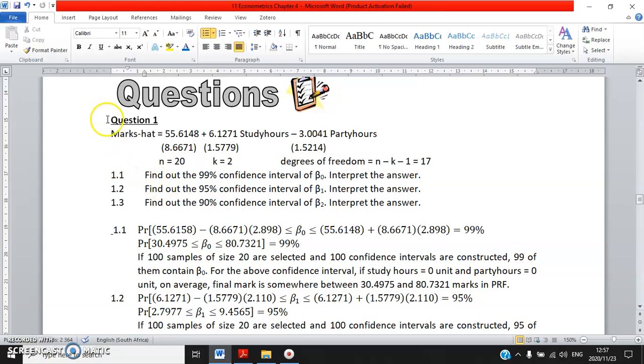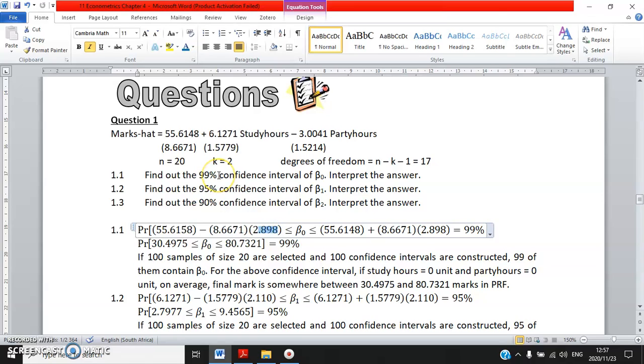So let's look at question 1. Okay, sample size is 20, k is 2, degrees of freedom is 17. Again, it is still that marks example, but I changed the parameters and standard errors of the parameters. So 1.1, confidence interval of the constant. In other words, you have to substitute B0 hat here, standard error of B0 hat, and then the t-statistic.